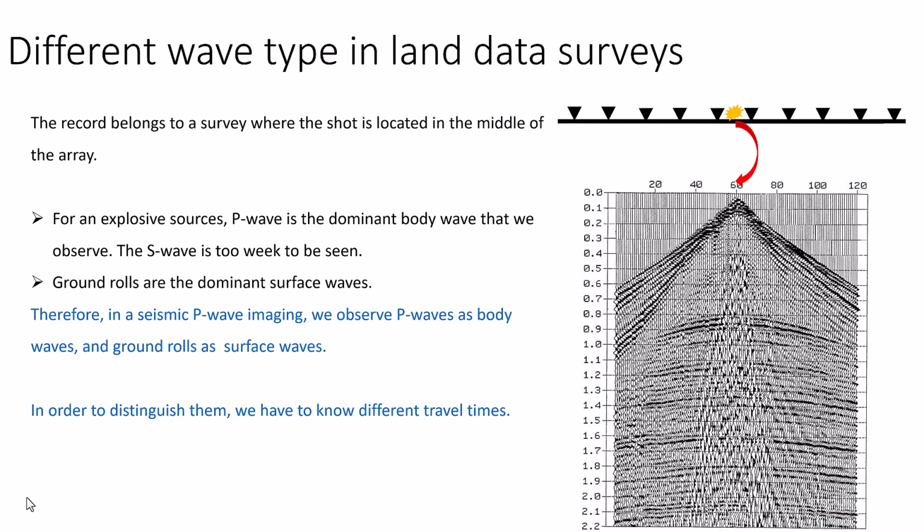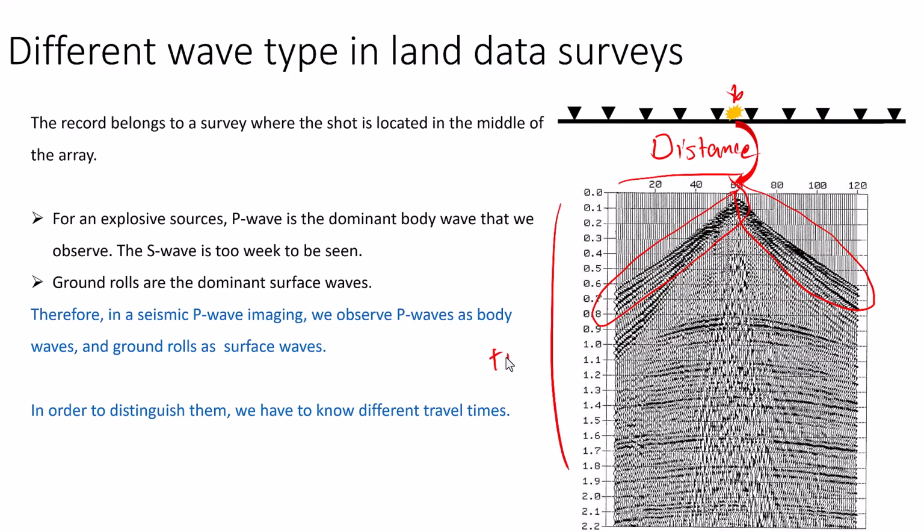Here you see a seismic shot record for a data acquisition where the source was located in the middle of the array. Something noticeable in the beginning is some linear events. The reason I'm saying linear event is that if you look at them closely, if you consider this axis to be distance and this axis to be time, the relationship between distance and time is linear.